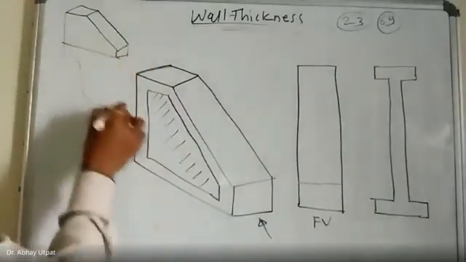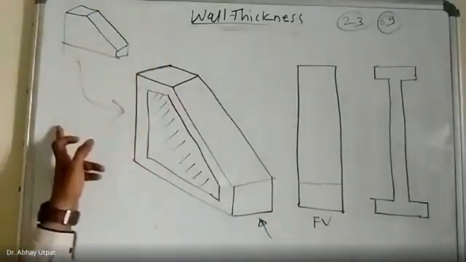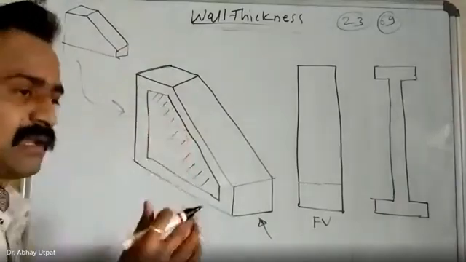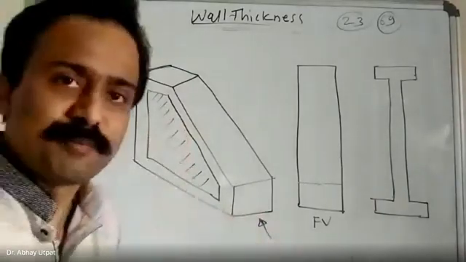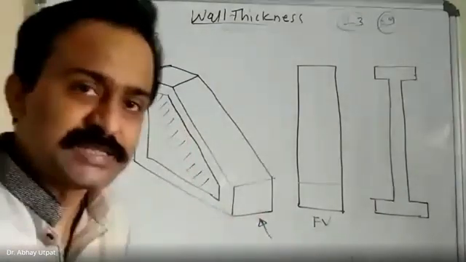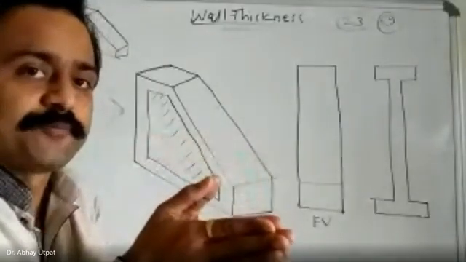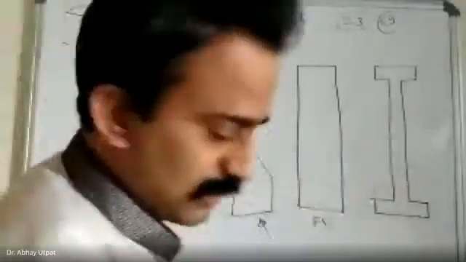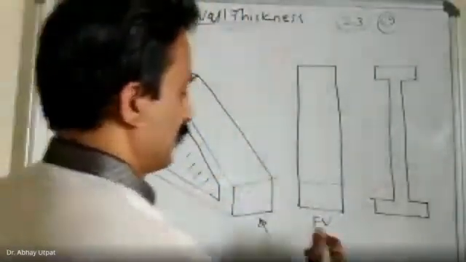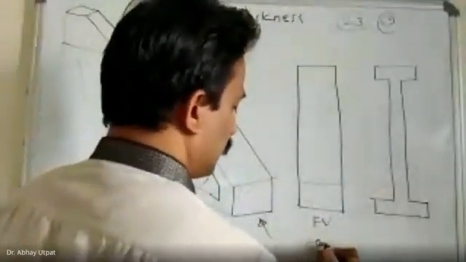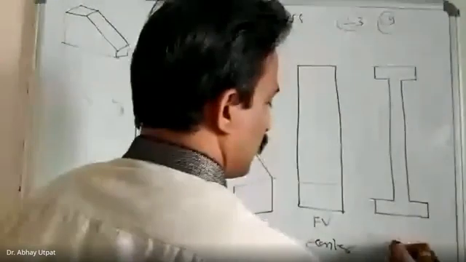This earlier shape is modified here. By removing this material, there is no question of machining or removal of material. Core plates are used in such a way that plastic will not reach that area. And this will be your modified shape. Earlier, and this is modified.